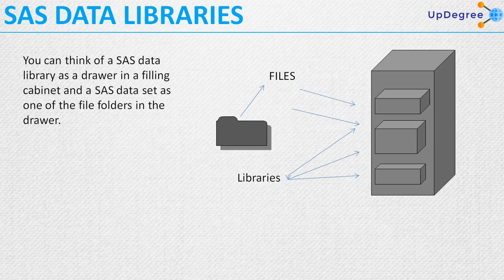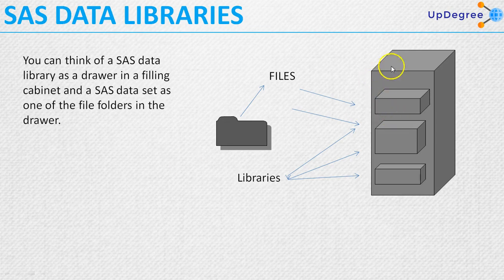So first let me explain what libraries are. Libraries are like folders inside which the SAS datasets are located. In SAS you have certain windows like the results window, explorer window, editor window, output window, and log window. In the explorer window are the SAS data libraries inside which the datasets are located.